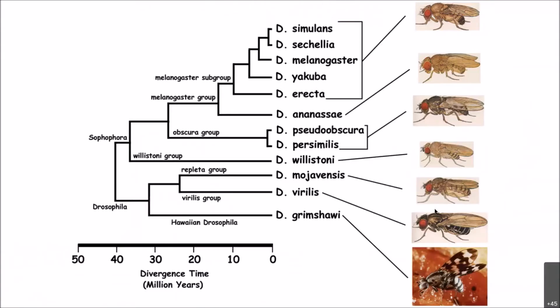This is the Drosophila phylogeny of the closest relatives to Drosophila melanogaster. In the next couple of slides, we're going to focus first on this top region, the Drosophila simulans species complex and its sister species melanogaster, and then we'll move on to Drosophila pseudoobscura.